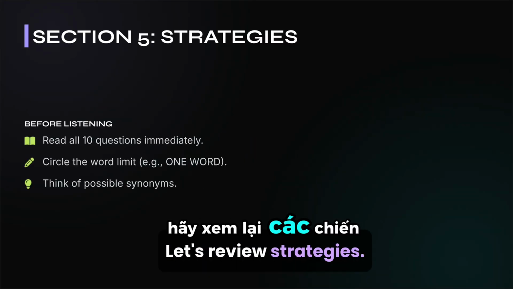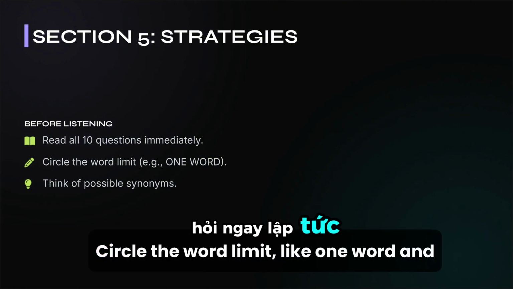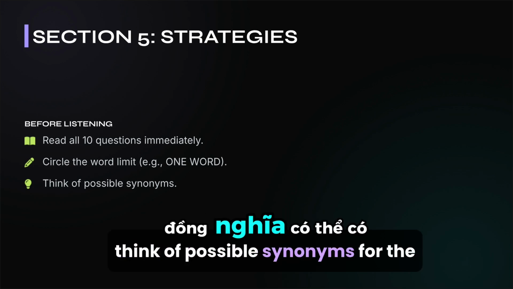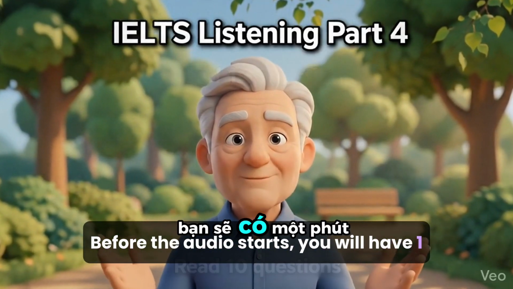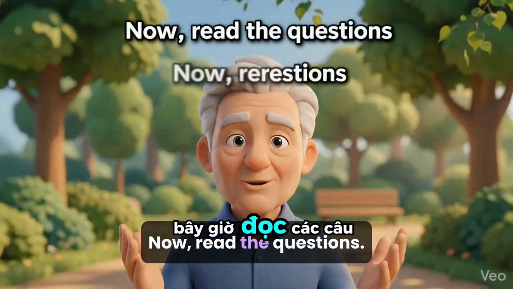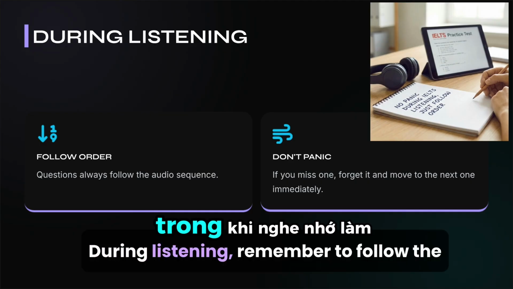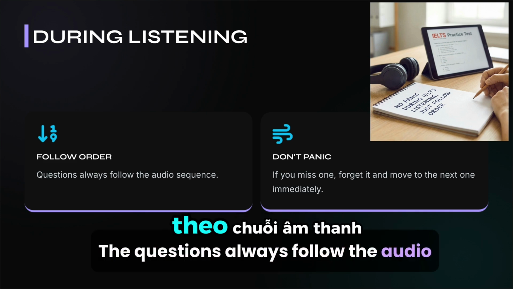Let's review strategies. Before listening, read all 10 questions immediately. Circle the word limit, like one word, and think of possible synonyms for the keywords. Welcome. Before the audio starts, you will have 1 minute to read questions 31 to 40. Now, read the questions. During listening, remember to follow the order. The questions always follow the audio sequence.